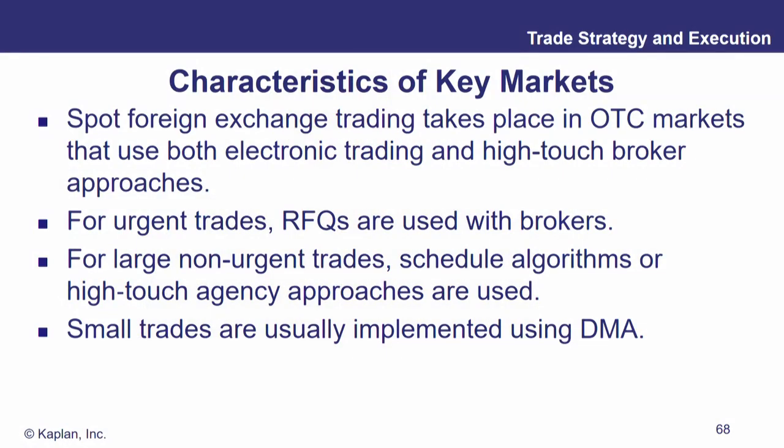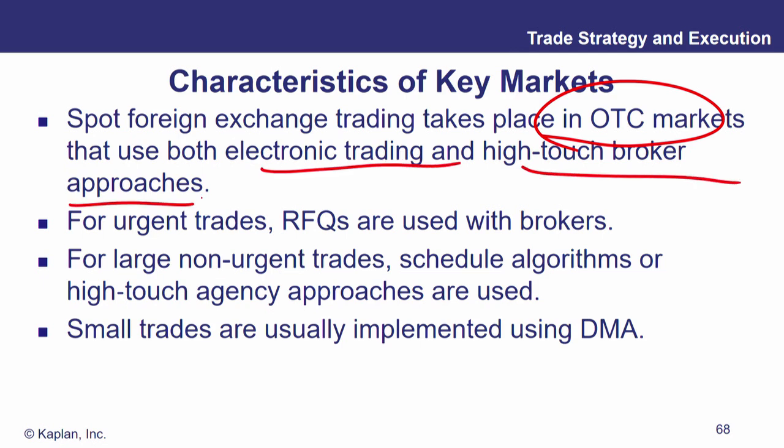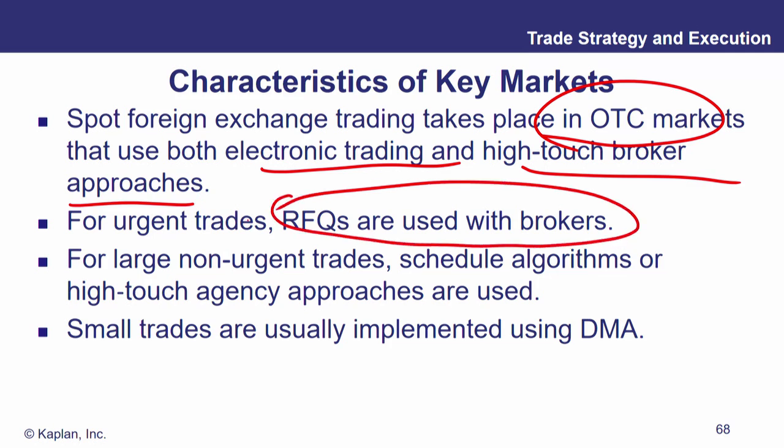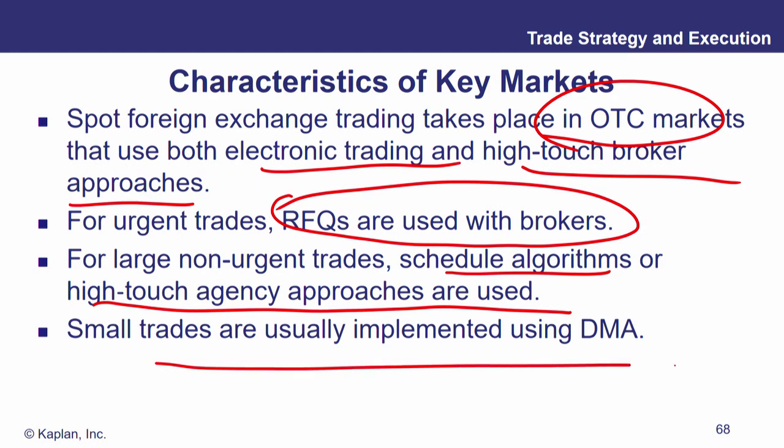Now, spot foreign exchange trading pretty much takes place in over-the-counter markets. It does use electronic trading. It also uses high-touch broker approaches. But for urgent trades, it seems like we still go back to these RFQs that are used with brokers. For large non-urgent trades, scheduled algorithms or high-touch agency approaches can be used. And again, small trades are usually implemented by DMA.